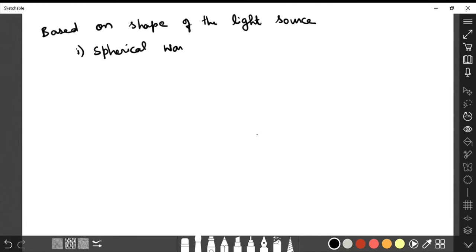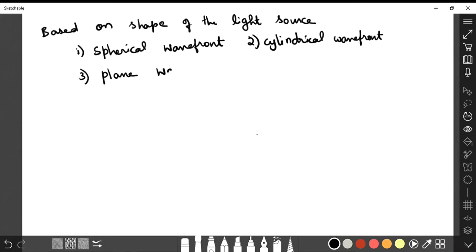Number two is cylindrical wavefront. And third one is plane wavefront. Okay, so let us discuss one by one in detail how the spherical wavefront is produced.